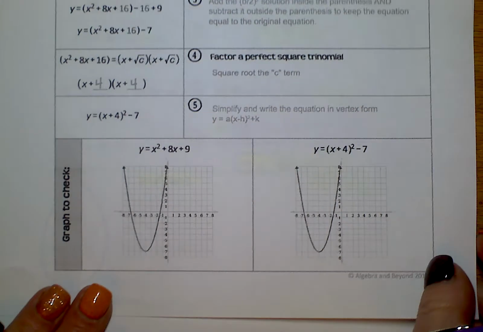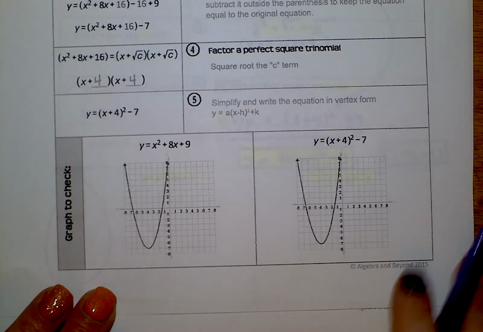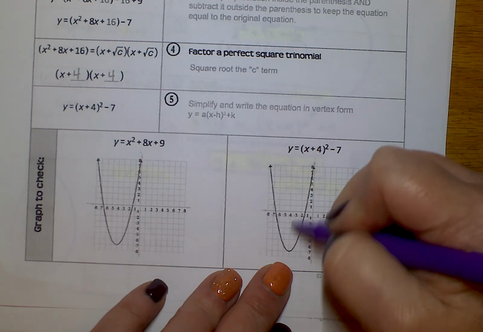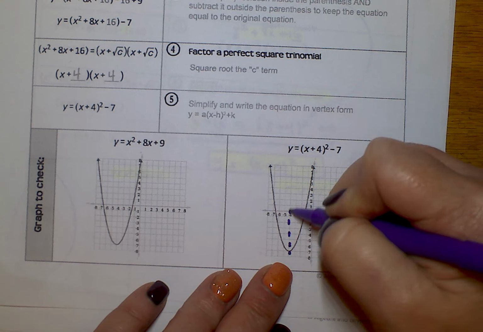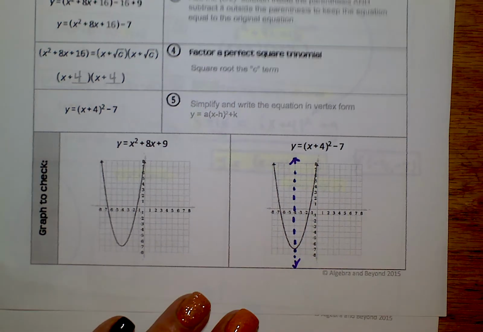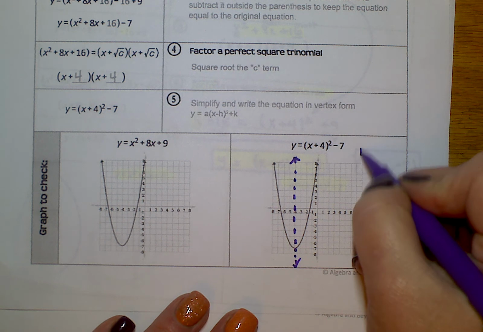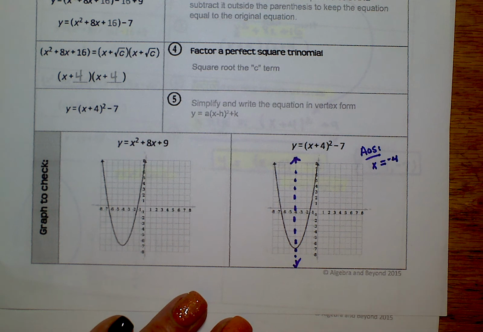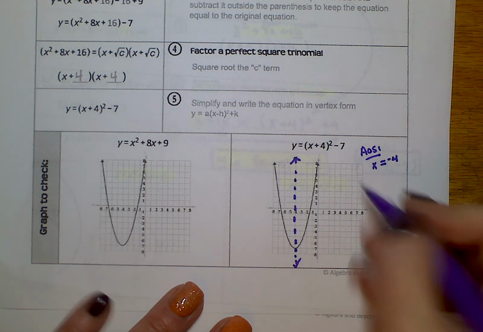If you just need to do a rough sketch, those should match. You should have a vertex at -4, -7. There would be an axis of symmetry going through there, so that would be -4. I'm just going to list these characteristics with you.